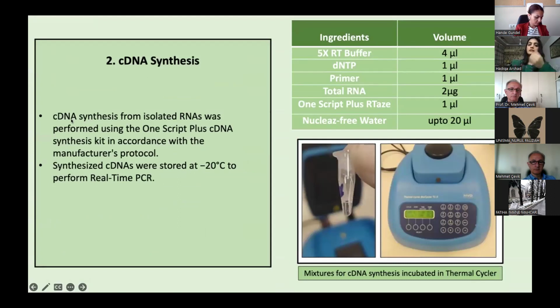So we have to make the cDNA for the PCR testing. For cDNA, we use the 1 Script Plus cDNA synthesis kit in accordance with the manufacturer's protocol. These were the ingredients. We put them, and then we put that solution into the thermal cycler. And after the thermal cycler, the cDNA was synthesized and it was stored at -20 degrees centigrade.